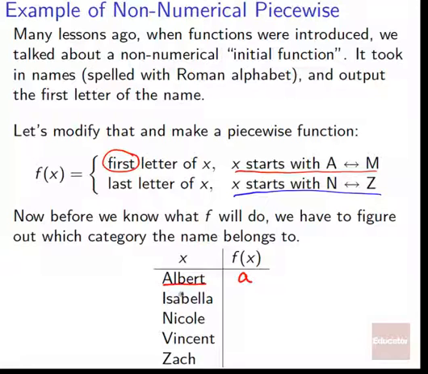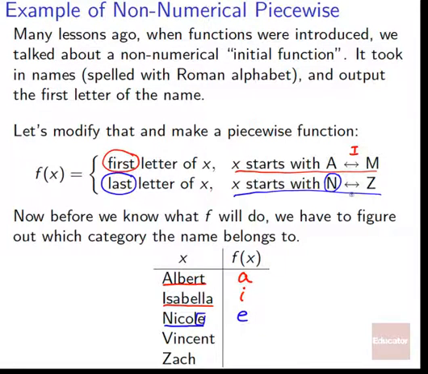What about Isabella? Well, Isabella is between A and M, right? A, B, C, D, E, F, G, H, I, J, K, L, M. So Isabella also belongs to the red category, so it's going to return an I. What about Nicole? Nicole is in N, right? So it's using the blue category, so it uses the last letter of the name. So the last letter of Nicole is E.